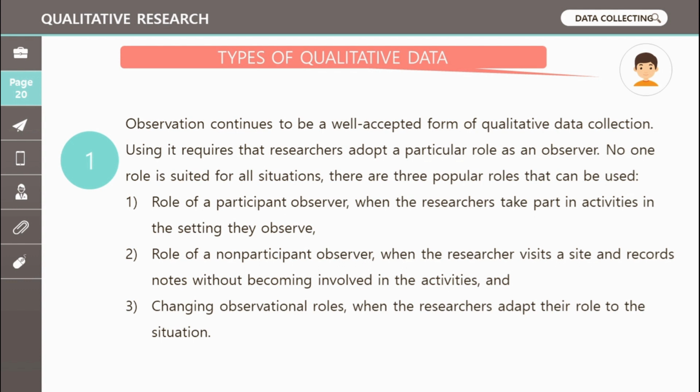Observation continues to be a well-accepted form of qualitative data collection. Using it requires that researchers adopt a particular role as an observer. No one role is suited for all situations. There are three popular roles that can be used. First, the role of a participant observer, when the researchers take part in activities in the setting they observe. Second, the role of a non-participant observer, when the researchers visit a site and record notes without becoming involved in the activity. And third, changing observational roles, when the researchers adapt their role to the situation.